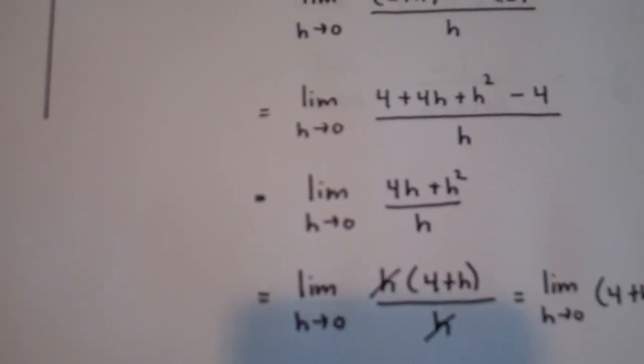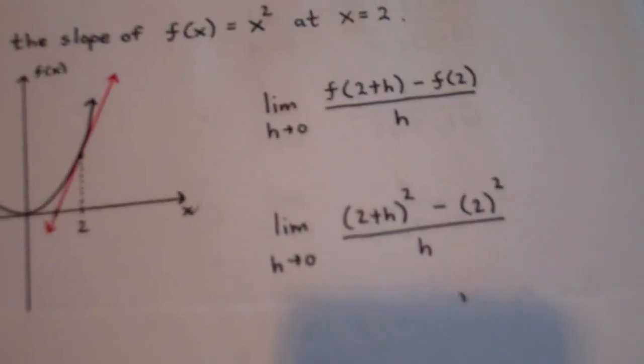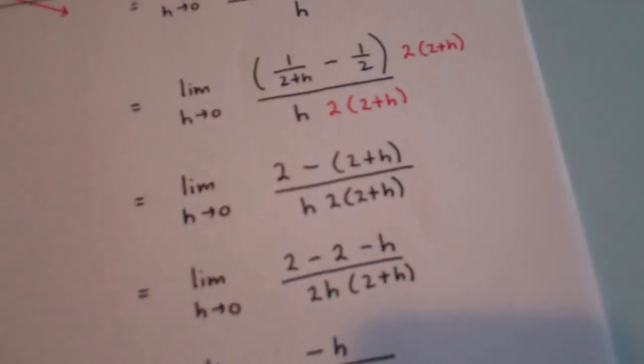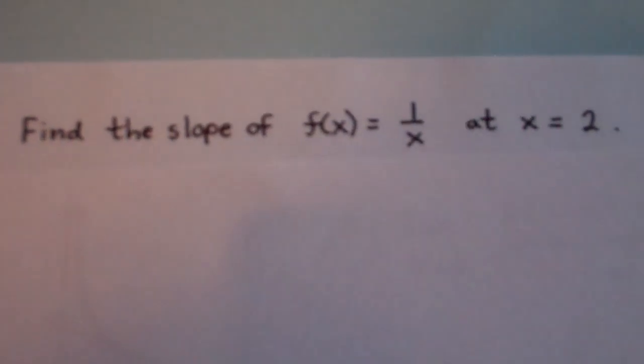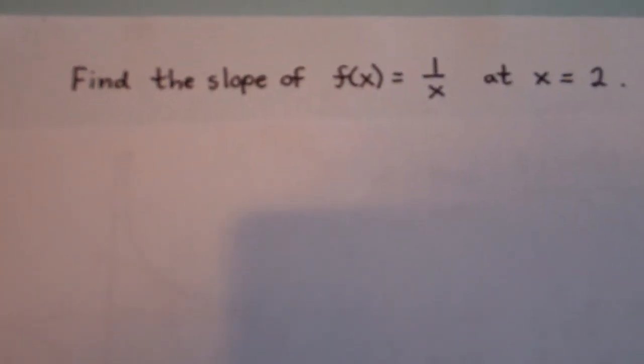Now I've got one more example here to do before I try to upload this. We're going to find the slope of f of x equals 1 over x at x equals 2.